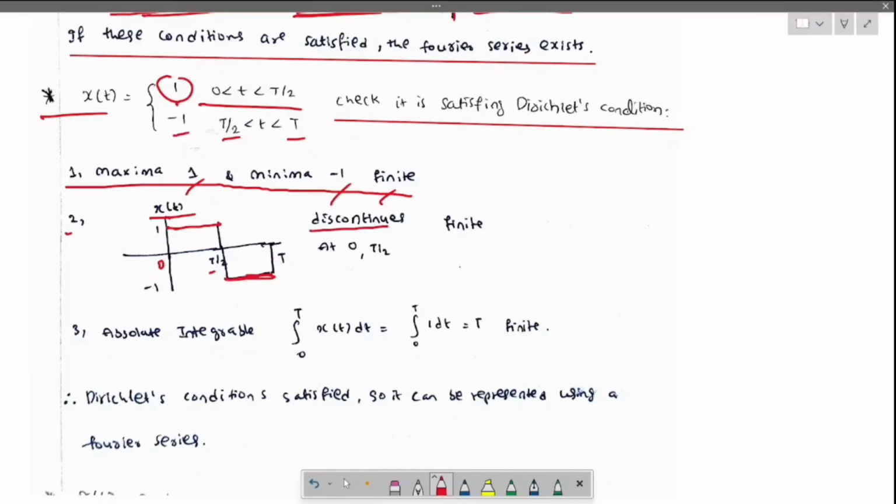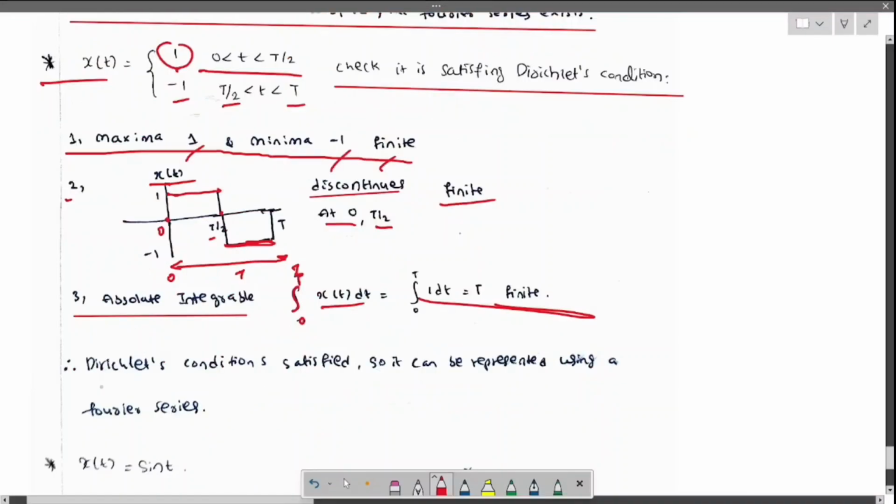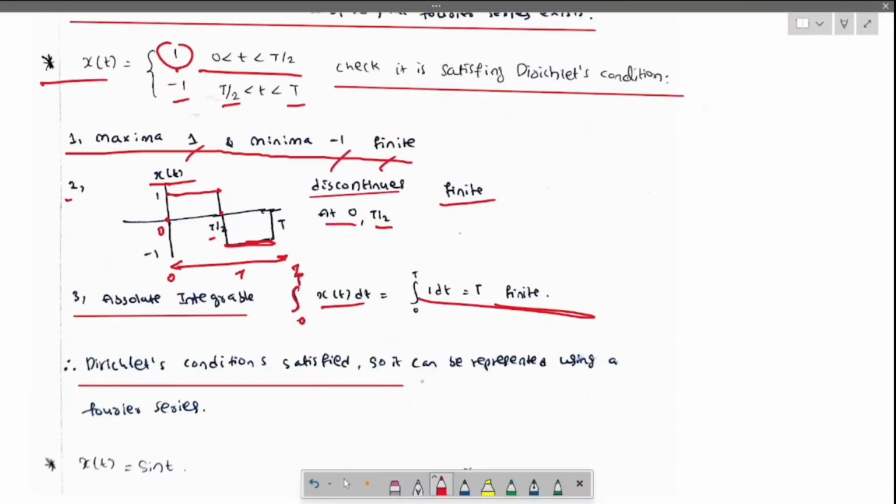Now it is discontinuous at 0, and at T by 2 it is again discontinuous, right? So the number of discontinuities is finite. Now the second condition is also satisfied. Absolutely integrable over one period of time, 0 to T. From 0 to T, one period is here. The integral from 0 to T of |x(t)| dt, that is 1 into dt, is finite. Now here the Dirichlet conditions are satisfied, so it can be represented using a Fourier series.